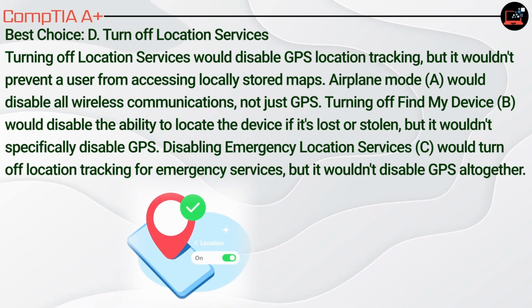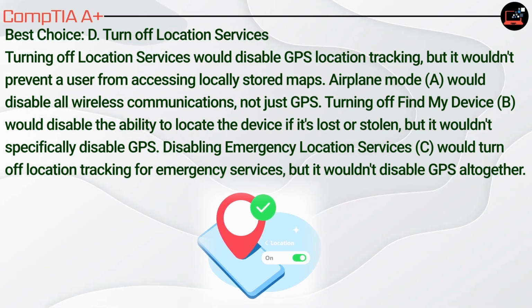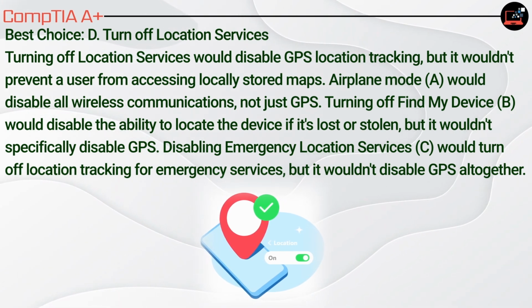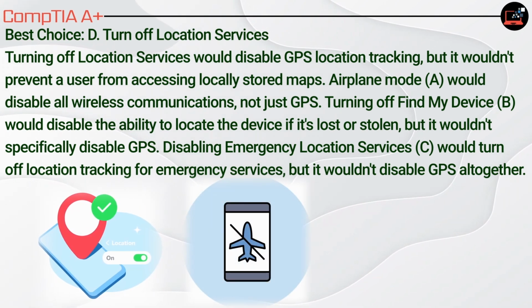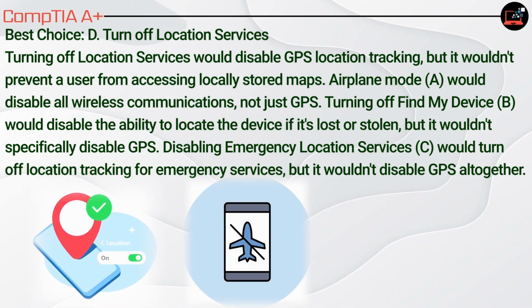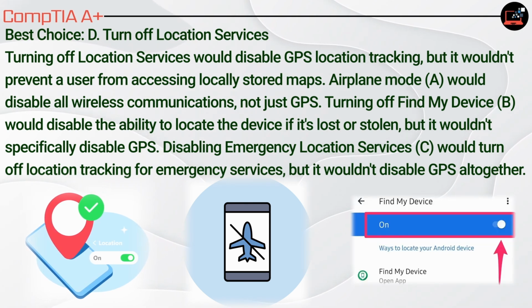Best choice, D, turn off location services. Turning off location services would disable GPS location tracking, but it wouldn't prevent a user from accessing locally stored maps. Airplane mode, A, would disable all wireless communications, not just GPS. Turning off Find My Device, B, would disable the ability to locate the device if it's lost or stolen, but it wouldn't specifically disable GPS. Disabling emergency location services, C, would turn off location tracking for emergency services, but it wouldn't disable GPS altogether.